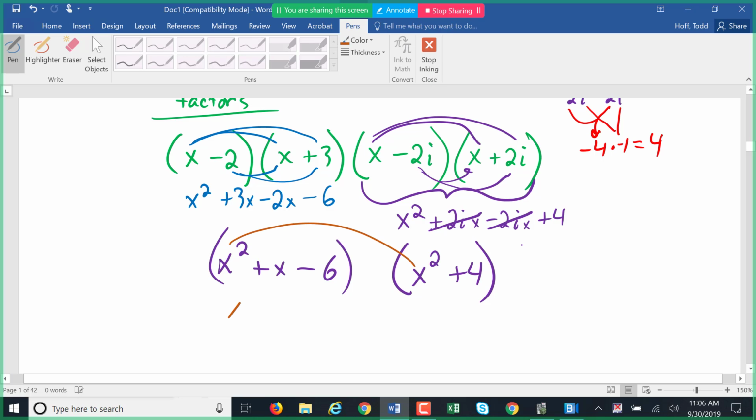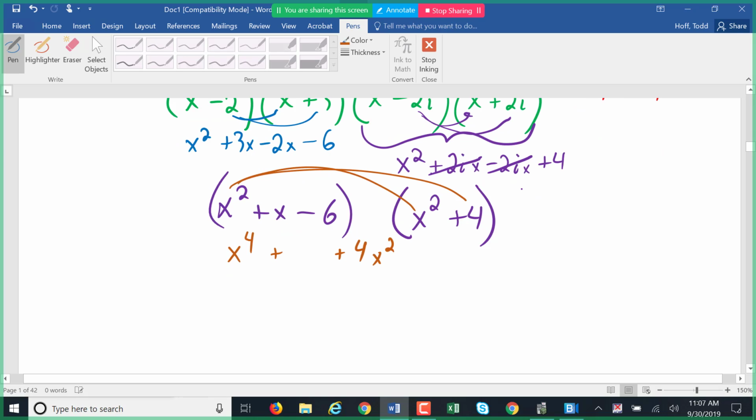X squared times x squared is x to the 4th. X squared times 4 is 4x squared. Plus 4x squared. X times x squared is x to the 3rd. X times 4 is 4x. -6 times x squared is -6x squared. -6 times 4 is -24.